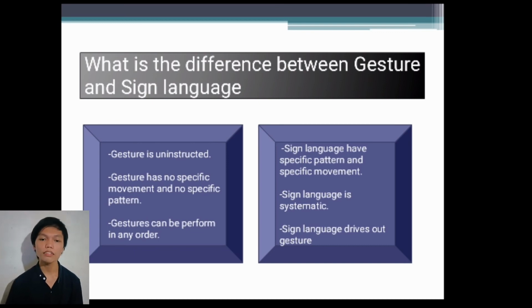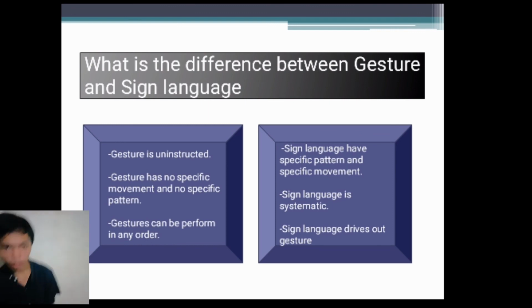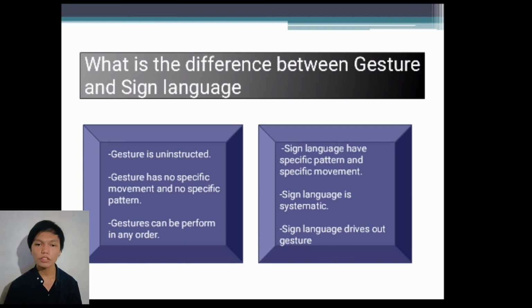Now that we've discussed the gestures and sign languages, let us talk about their differences. First, gesture is unstructured, while sign language has specific patterns and specific movements. We may be using gestures unconsciously, but sign language follows certain articulation and requires specific knowledge to execute it. Gestures has no specific movements and no specific patterns, while sign language is systematic. You can use gestures any way you like, but not sign language because it follows the American Sign Language or ASL. And lastly, gestures can be performed in any order, while sign language drives out gestures.